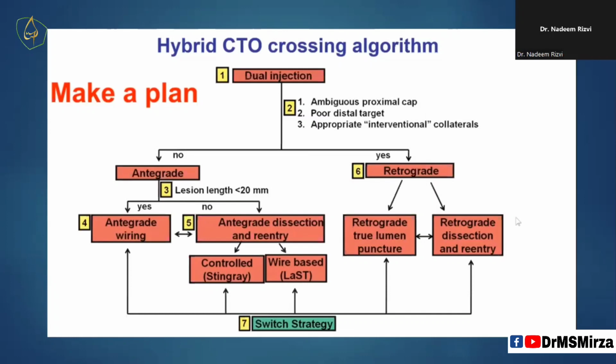If we opted for the antegrade approach, we should know about the lesion length. If it is less than 20, we can start with antegrade wiring. But if it is not, then antegrade dissection and re-entry, either with Stingray or another technique, can be opted. If we opted for the retrograde approach, then true lumen puncture or dissection and re-entry are to be started with.